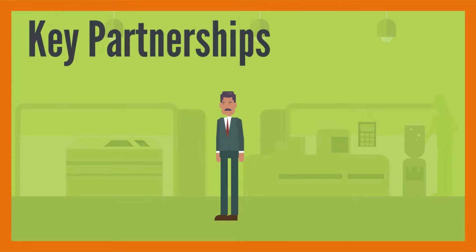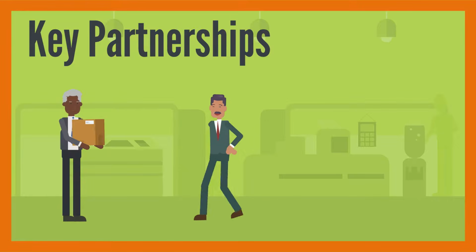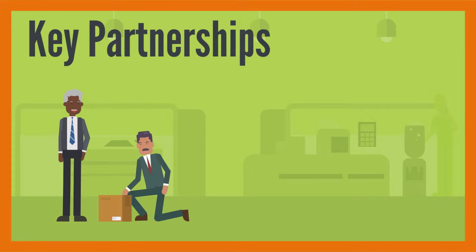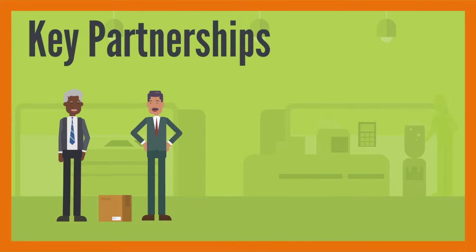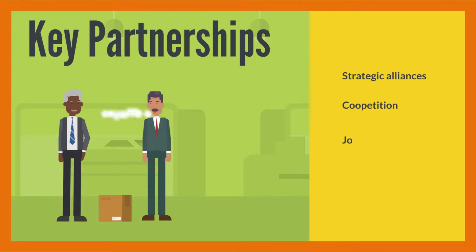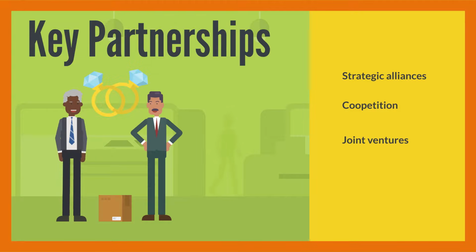Key partnerships defines who it is that we need to work with to deliver the business model. Who are your key suppliers? Are there key activities that are provided by someone else? There are 4 types of partnership: strategic alliances with non-competitors, cooperating with traditional competitors, working jointly with a third party to create a new business venture, or transactional relationships that assure a reliable source of supply.